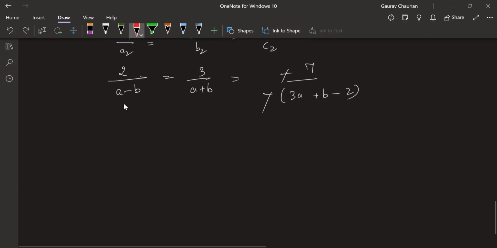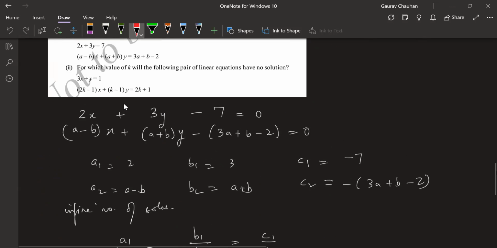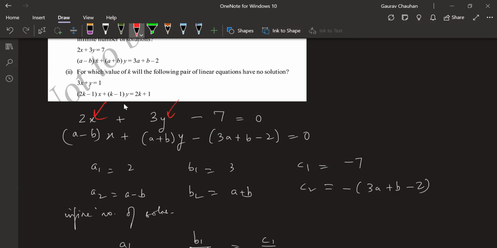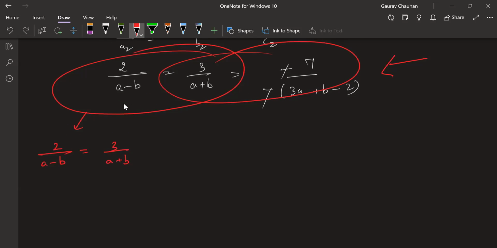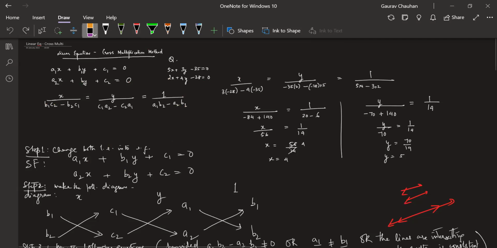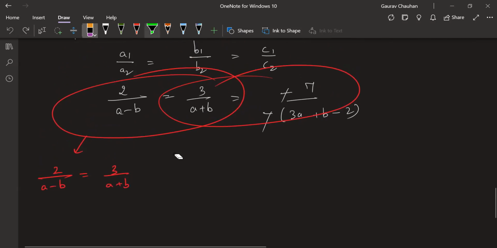Now, how will I choose? Take any two. Take this as one, and this as one. If I take this one, I will get 2 by a minus b is equal to 3 by a plus b. I'm going to make a linear equation now in a and b. Here, my question was only a linear equation in x and y. Forget about that. Now I have to find a and b, and to find a and b, I have to solve this set of equations, correct? So I'm going to make linear equations using this set of equations. You following me?